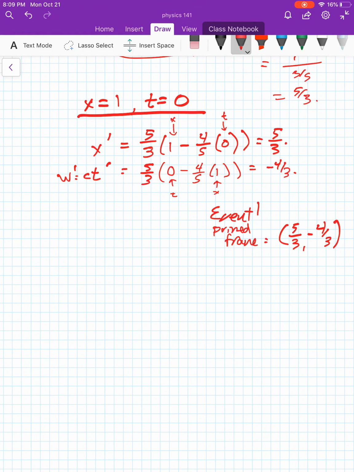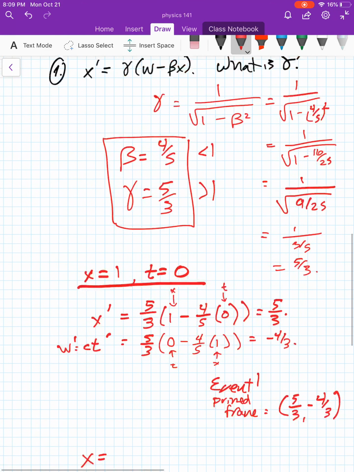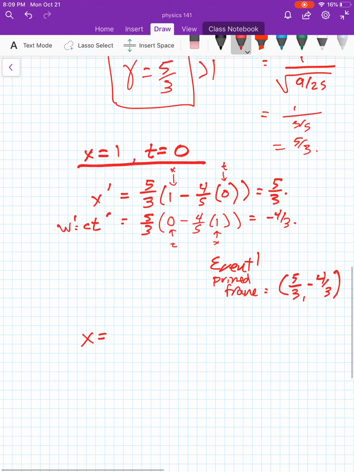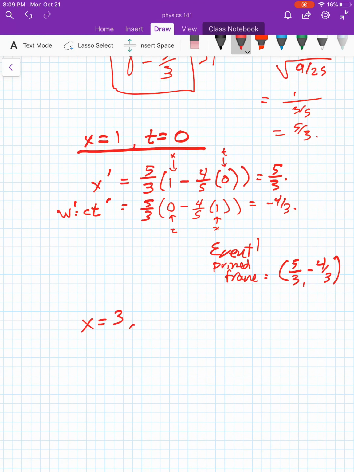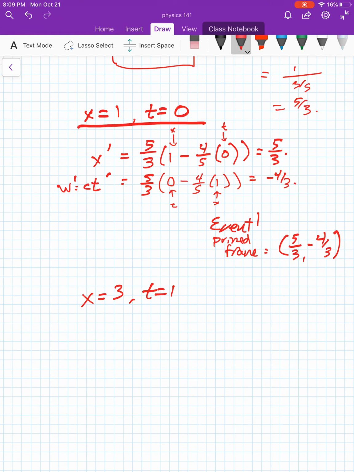Now the second event is x equals 3 and t equals 1. So now x prime is equal to 5/3, and now we put in the time, that's 1, minus 4/5 times x, that's 3, and that's 11/3. Okay?